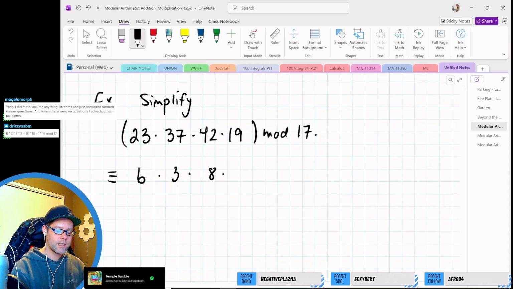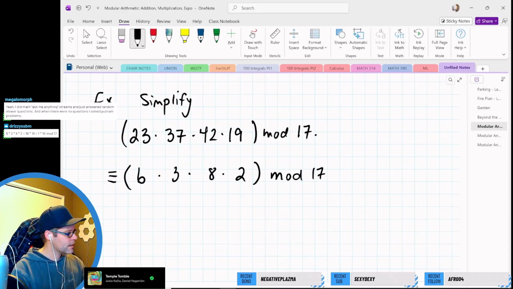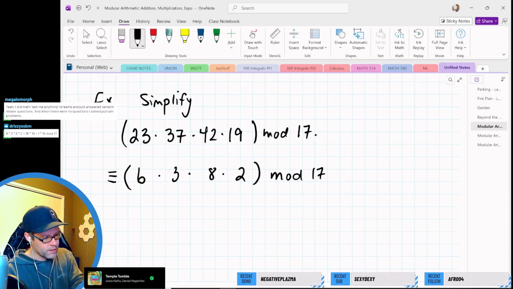And then 19 divided by 17 would give me a 2 remainder. So I think we should initially be able to do something like this. 6, 3, 8, and 2. Fantastic. And yeah, Drizzy's given us kind of a way to move forward.